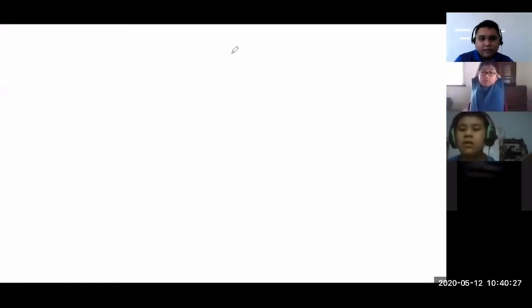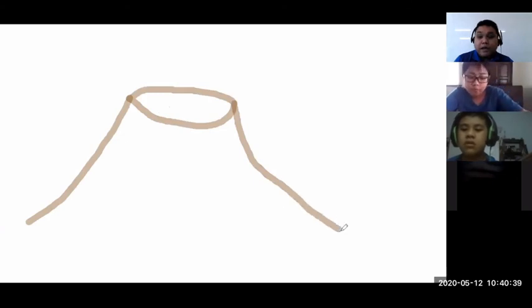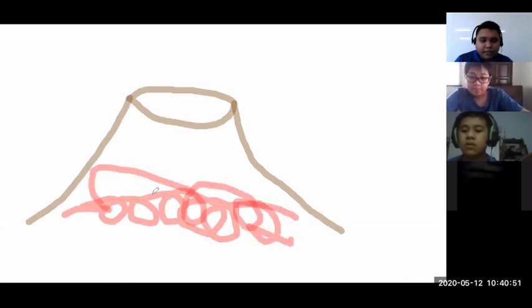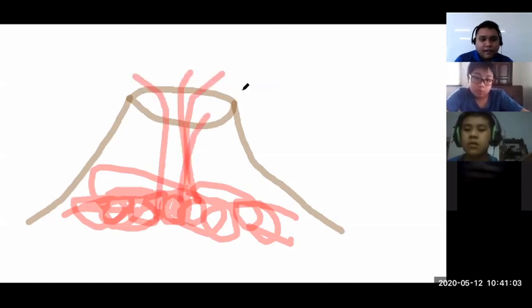I'm going to draw a volcano. Let me use brown. This is the opening. A volcano is actually a mountain, but inside the volcano there is molten rock, lava. There's a very hot substance inside the volcano. So what happens when the lava and the ash erupt? It goes out from the opening.